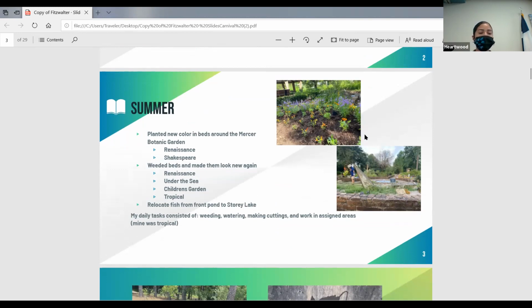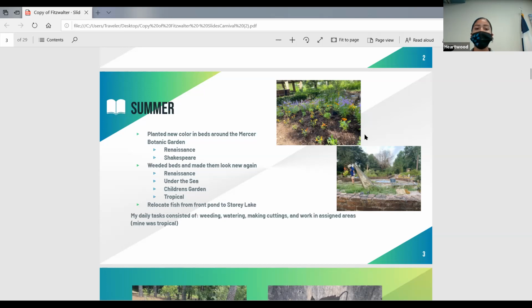So going further into my internship this summer, I planted new color beds around the Mercer Botanic Garden, specifically in Renaissance and Shakespeare. And we weeded beds and made them look new again, for example, like the Under the Sea garden and the Children's Garden. We relocated fish from the front pond to Story Lake. And my daily task consisted of weeding, watering, making cuttings, and working in assigned areas, which mine was tropical.